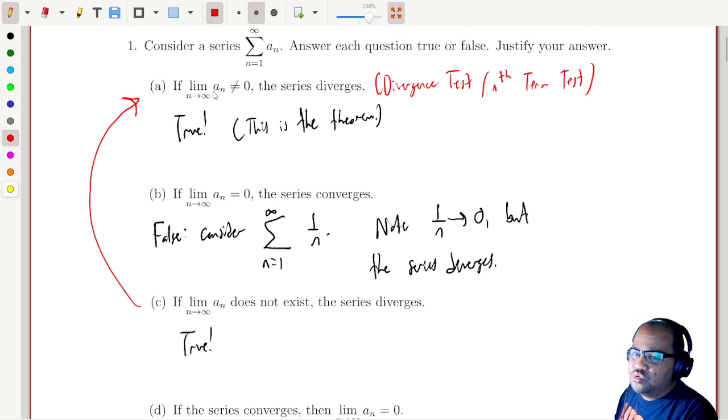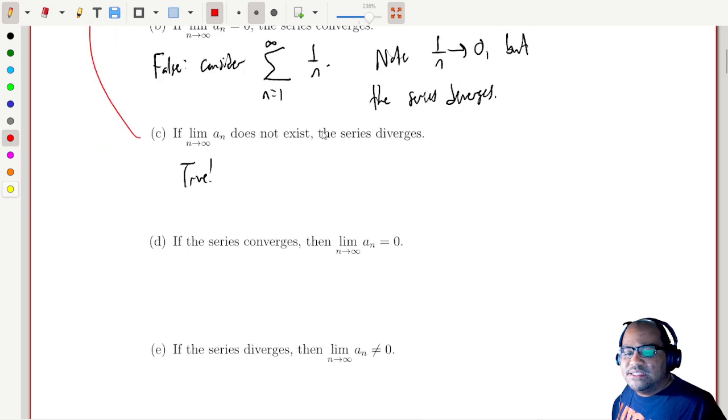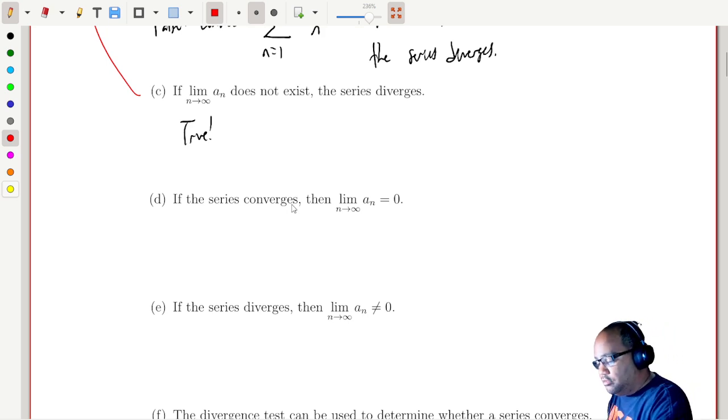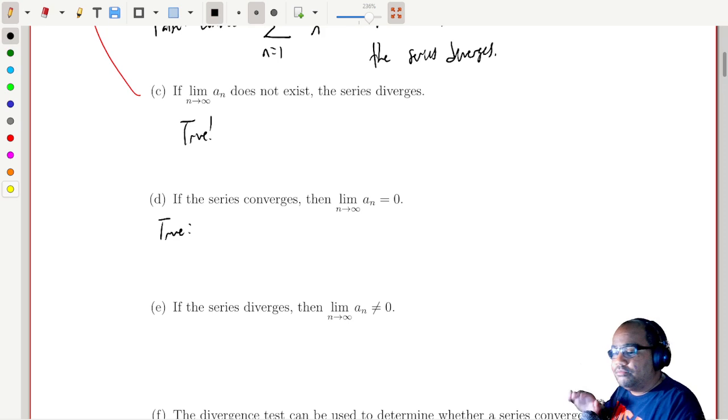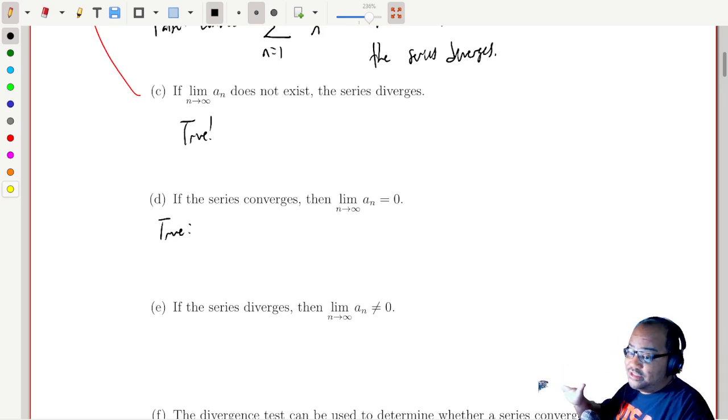For any of you that go into proof-writing classes like Foundations of Mathematics and the like, you'll learn about propositional logic. So I have if P, then Q. Well, that's equivalent to saying if not Q, then not P. What does that really mean? If the sum converges, then the limit is zero. So this is true, and I'll provide a little bit of a sketch for the justification here.